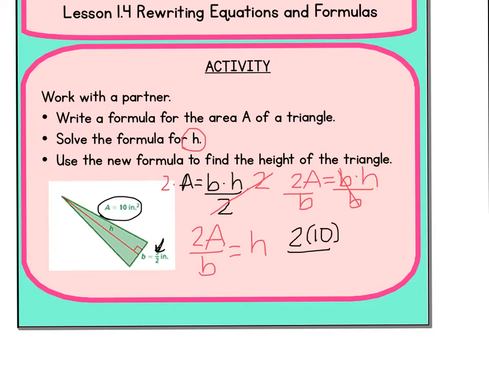I like to change this 5/2, or 5 over 2, to 2.5 because it makes things a little bit easier. So I'm going to put it as 2.5. What that gives us is 20 divided by 2.5, and if you calculate that out, you end up getting 8. So our height is going to be 8 inches.